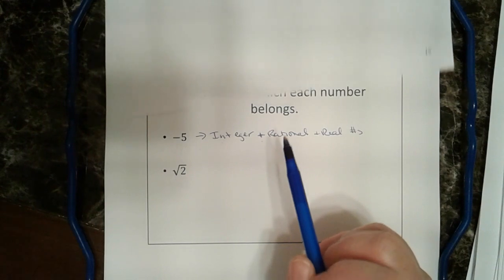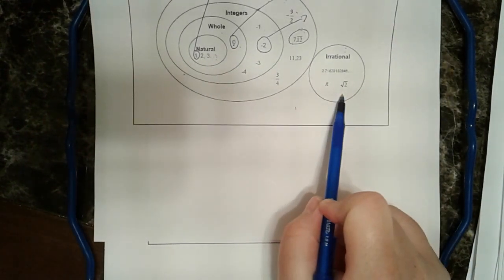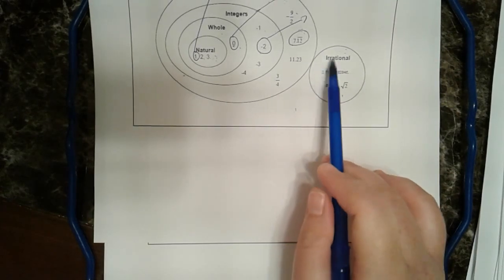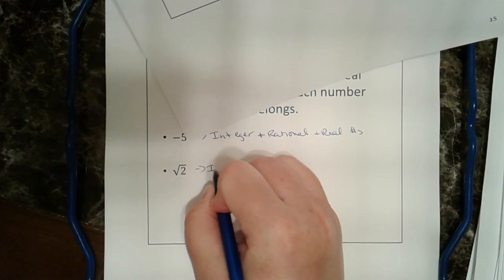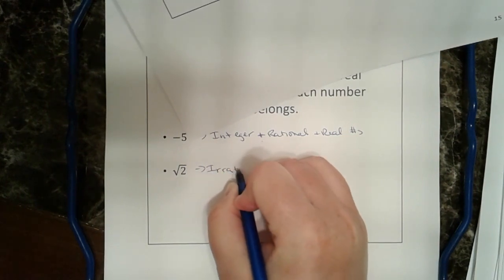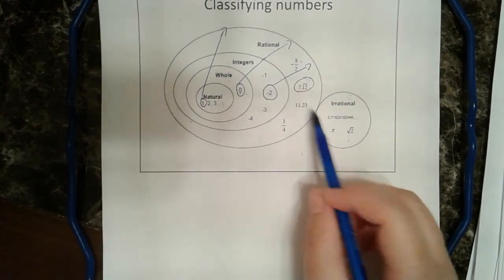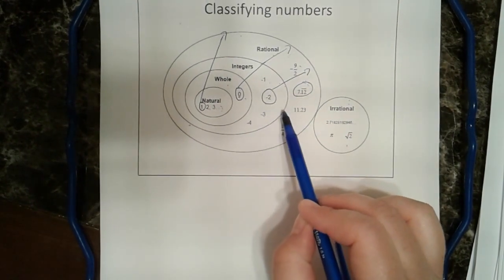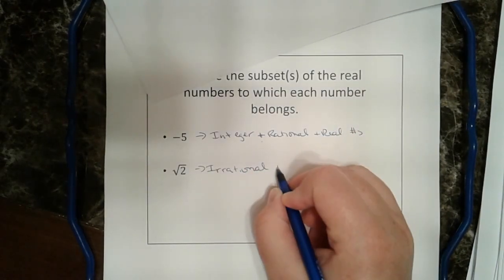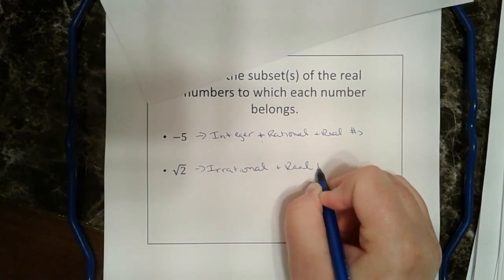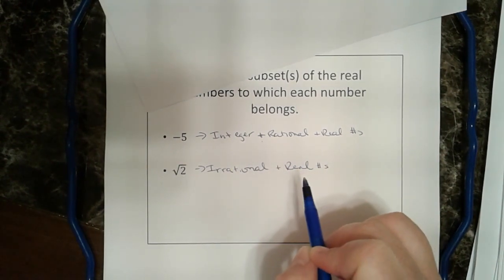Square root of 2. Well, cool thing about this is, hey, we have it on our chart. And what is the square root of 2? It's irrational. And what's also the cool thing about being irrational? If I'm irrational, could I be any of these guys? Nope. But I'm also a real number, aren't I? Yeah. So I need to put real number down here too. So it's irrational and it is a real number.